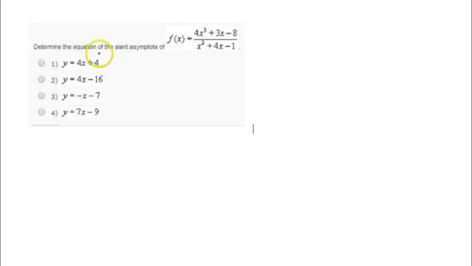Alright, let's determine the equation of the slant asymptote of this function right here. And there should be a slant asymptote because the degree of the numerator is 1 more than the denominator, right? We have degree 3 in the numerator and degree 2 in the denominator. So the way you find the slant asymptote is by doing long division.